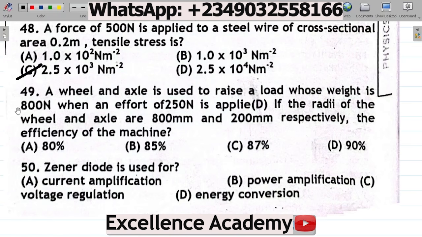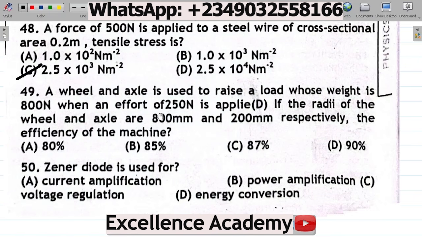Next up, question 49. 49 says a wheel and axle is used to raise a load whose weight is 800 Newton when an effort of 250 Newton is applied. If the radii of the wheel and the axle are 800 millimeters and 200 millimeters respectively, the efficiency of the machine.